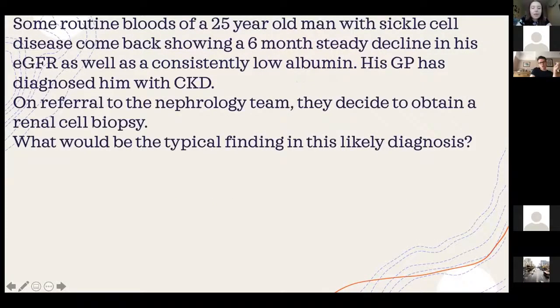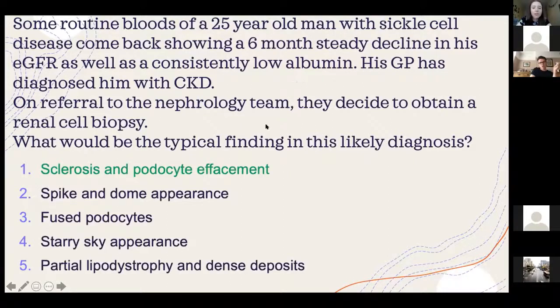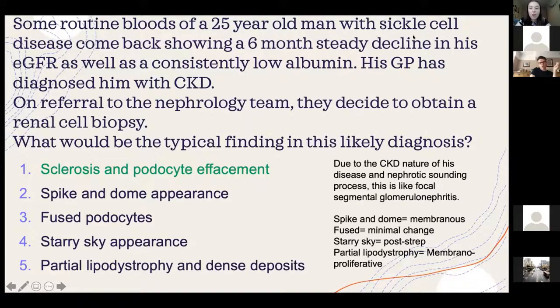And then the man presenting with CKD and also a bit of a nephrotic syndrome with the low albumin. And this is the correct answer, which I can see that you got right on the chat, and that is sclerosis and podocyte effacement. And that's because with this history, with a slightly more slow and progressive history, it's probably CKD in nature. And because of the low albumin, it's suggestive of a nephrotic process as well. And therefore that's probably focal segmental glomerulosclerosis.